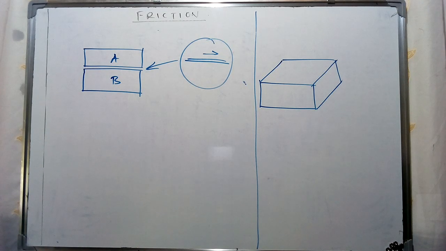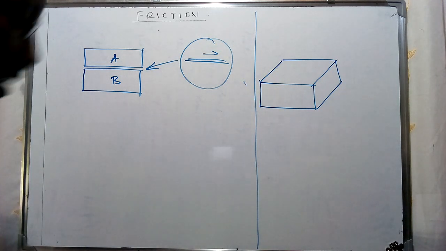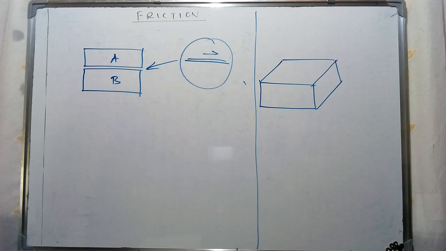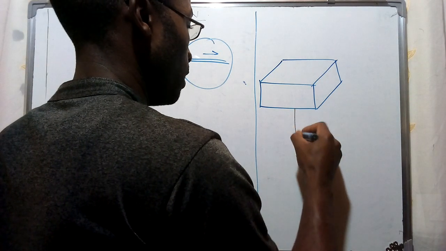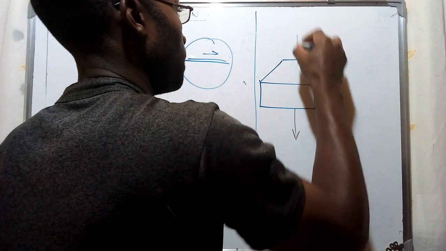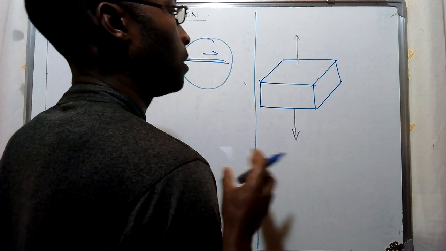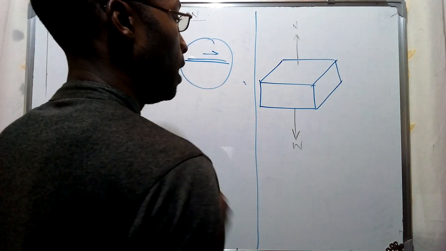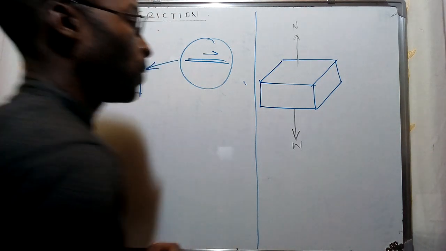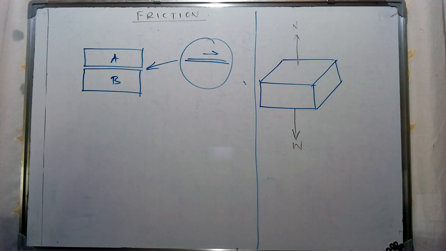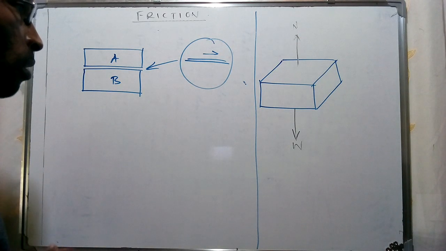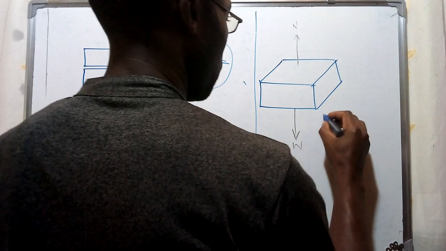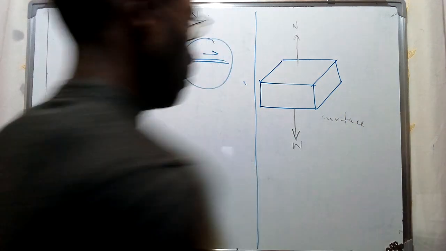So if we try to look at this aspect of friction quantitatively, we can take a block which is resting on a surface. From our previous discussion, we said that if an object is resting on a surface, it experiences oppositely directed but equal forces. In this case, we have a weight and a normal force acting in opposite directions, given as such. According to Newton's third law of motion, these two forces are going to be equal.